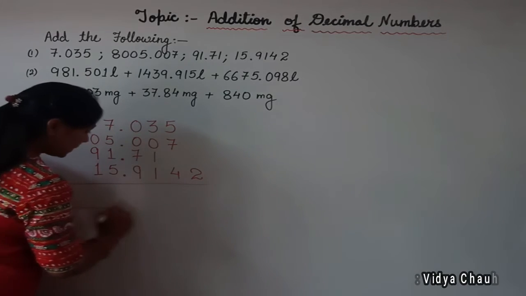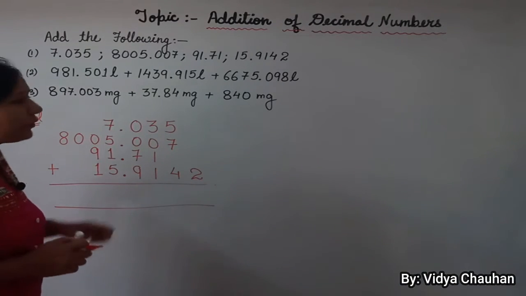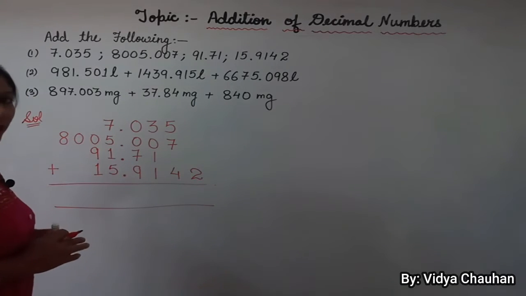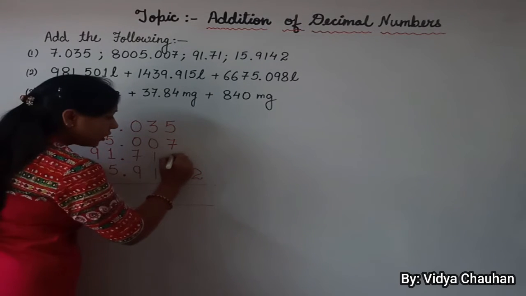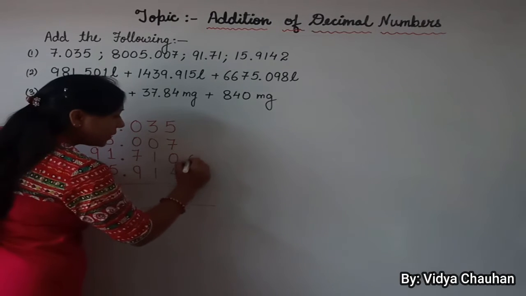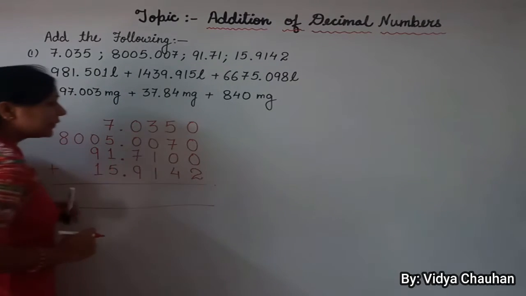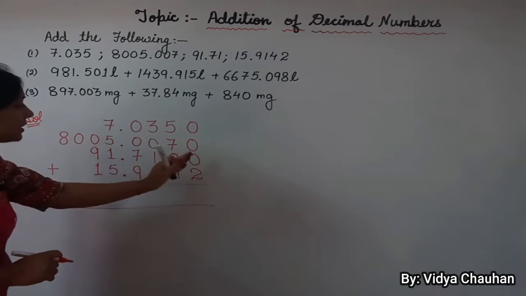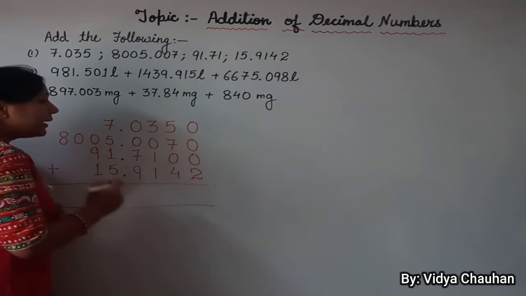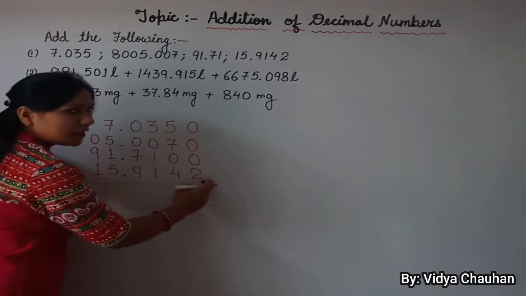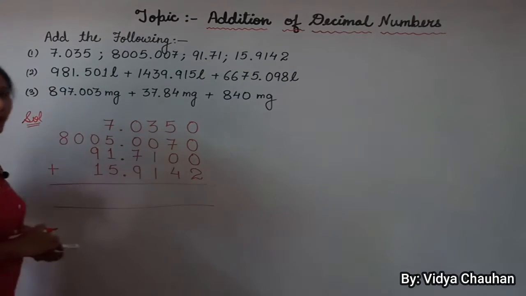So here you can see that we have written the numbers which are given in the horizontal form into their vertical format. The places which are left unoccupied, or you can say there are no numbers, you can fill them by writing zeros. So the empty places after decimals we have filled by putting zeros. Okay, now you can start adding the numbers. Rule is same, start adding from the extreme right.